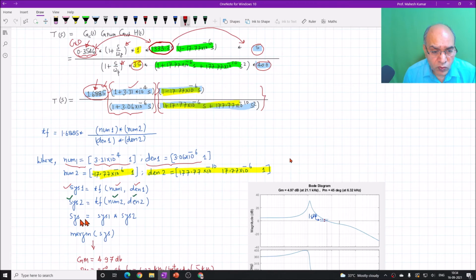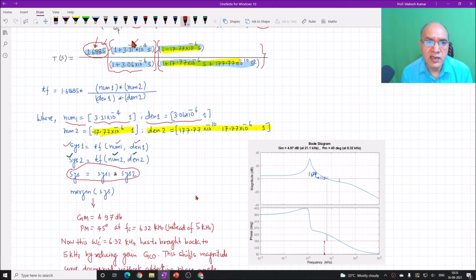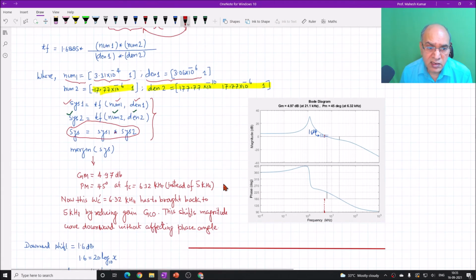Then combine them. The overall system here is given by the product of two systems in cascade, system 1 into system 2. Or you can multiply these terms and arrange them in the order of S, that is also possible. Then you find out the Bode plot or margin for this overall system. You will see that the new gain margin is now 4.97 decibels, which is positive, and the phase margin is 45 degrees.